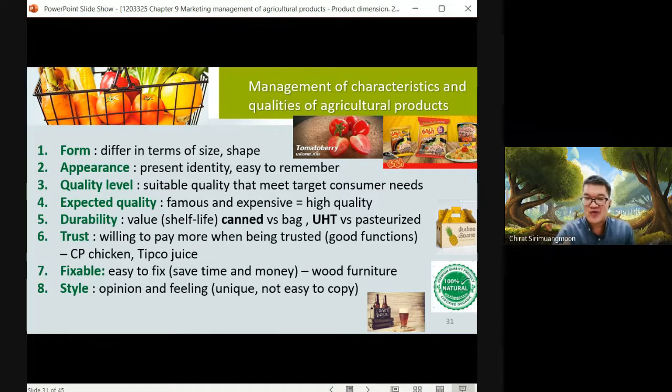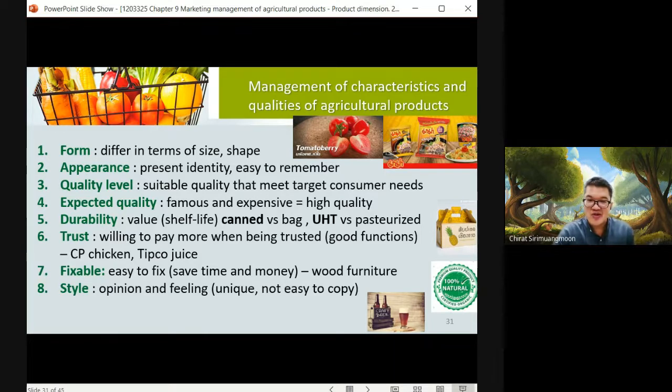So what you can do first is form. You can have different sizes and different shapes. Like in the pictures, the heart-shaped tomatoes can increase the price. Of course, it has a very good look, like a heart shape. But this is the form.